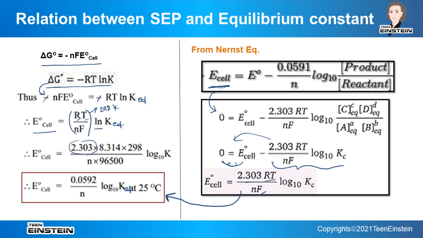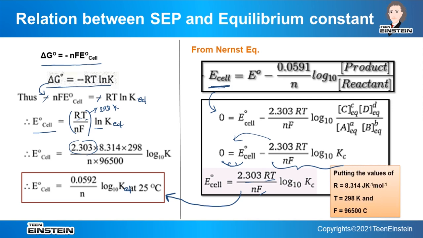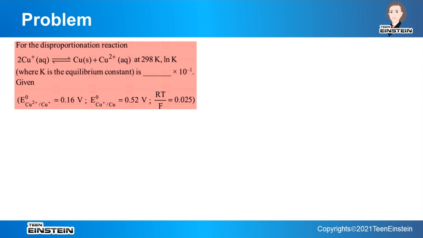Here, putting the values of R, T and F, we reach the equation 0.059 divided by n, then log K equilibrium. So this problem is related to the equilibrium constant.